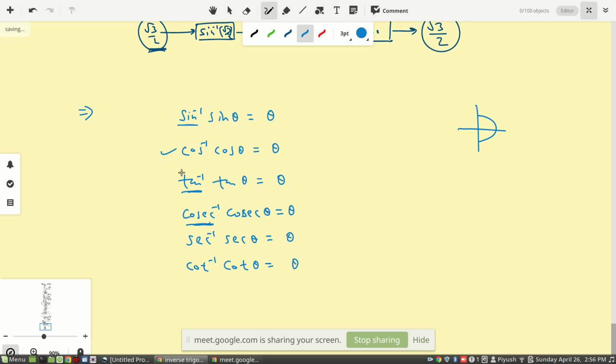And for these other three cases, cos inverse, cot inverse and sec inverse, your answer will be some angle, and that angle will lie from 0 to pi. For the other three, it should lie in this region. So this is the thing we have to take care of. Now I hope you got it 40%, 50%. Let's take some examples to understand it better.